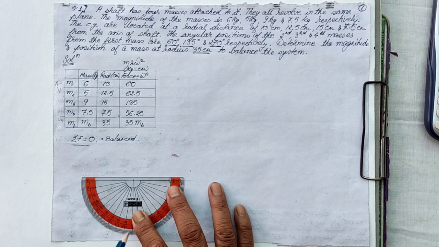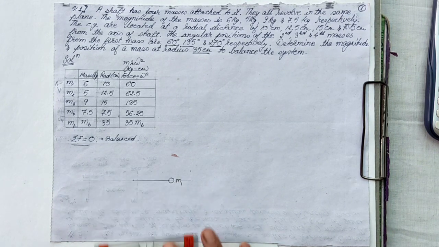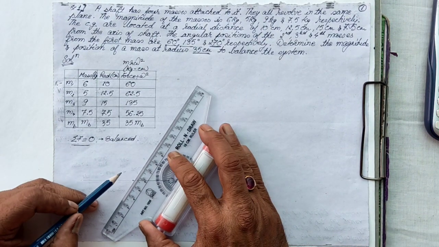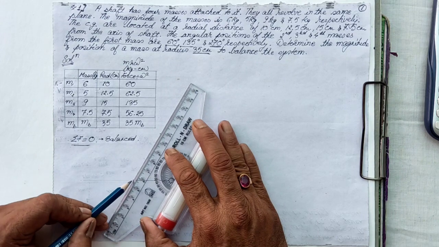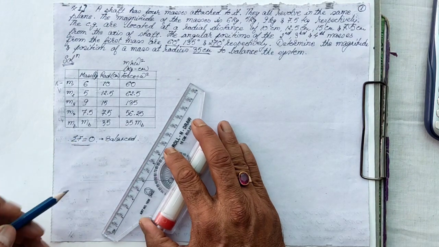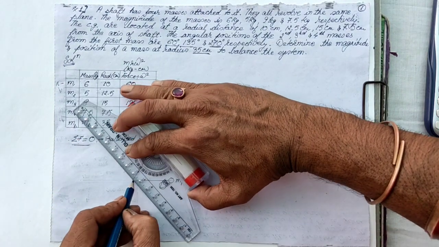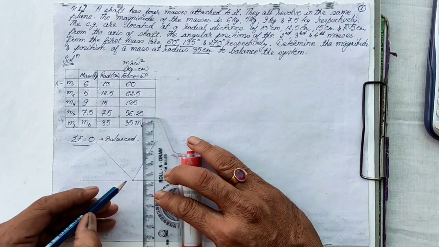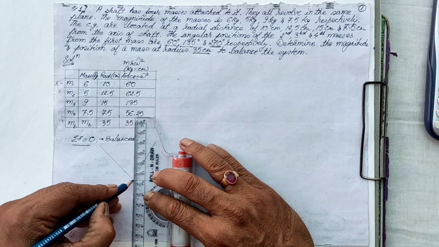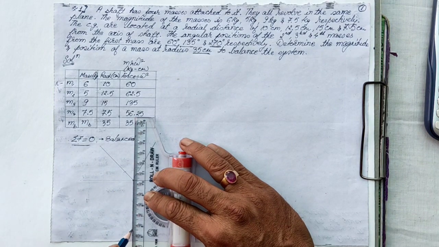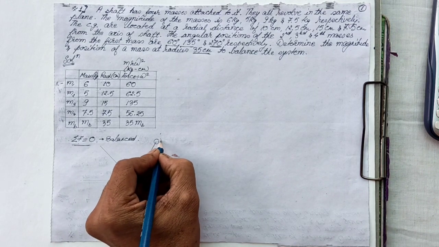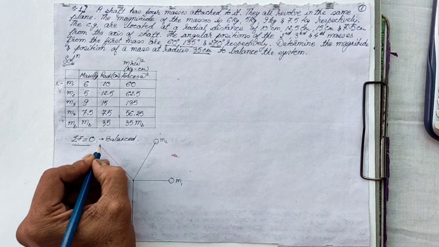Plus 90 will be 270. So these are the phases. First is at 60, 135, and 90. So this is M1, M2.